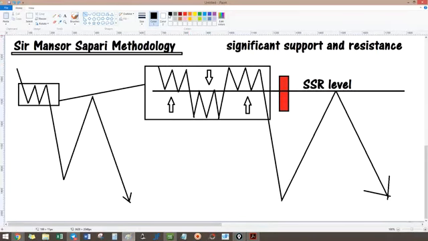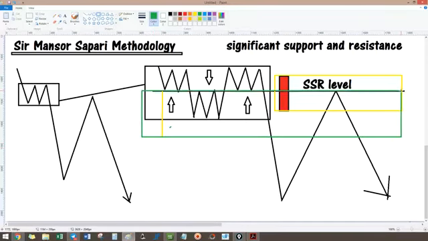For your zone. For the zone, you can take this one. Or you can take where you got a higher shadow like this. For example, this is the lowest or higher shadow at the beginning. You can also take this level.